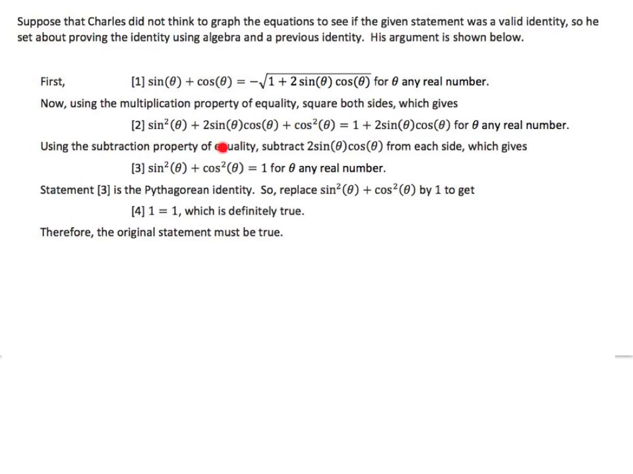Using the subtraction property of equality, subtract from each side. So we're subtracting those away, which leaves us with sine squared plus cosine squared on the left and 1 on the right. This right here is the Pythagorean identity. So you can replace this by 1 to get 1 equals 1, which is true. Therefore, the original statement must be true.